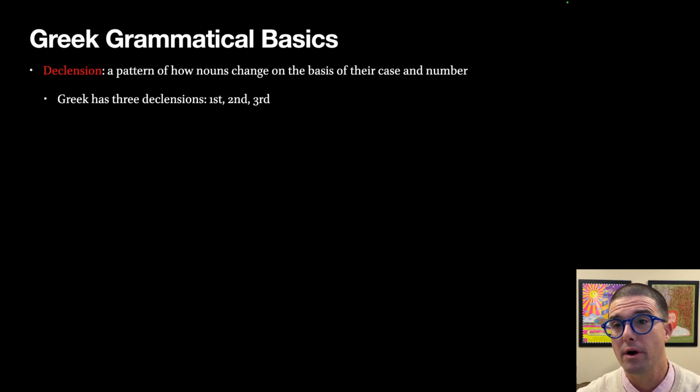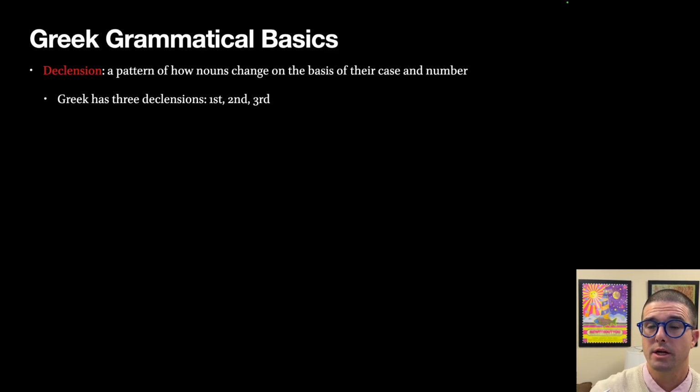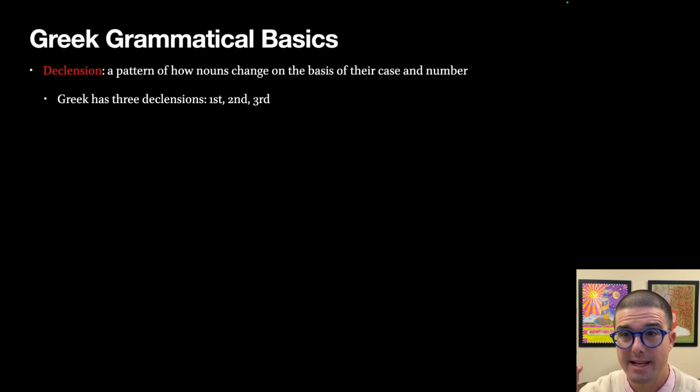So a little bit more on grammatical basics with respect to declension. What a declension is, it's going to be associated with nouns. So when you hear the word declension, you should think noun, not verb.